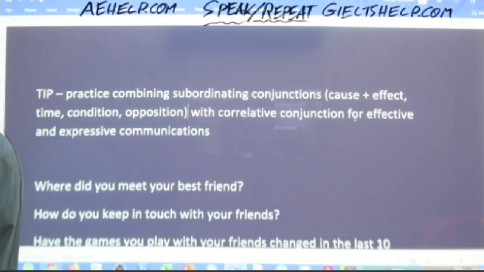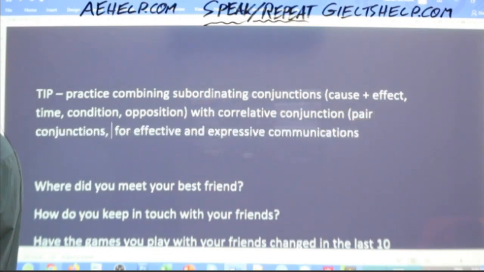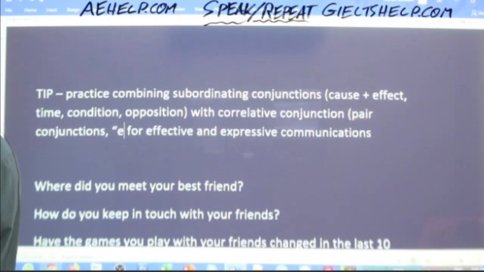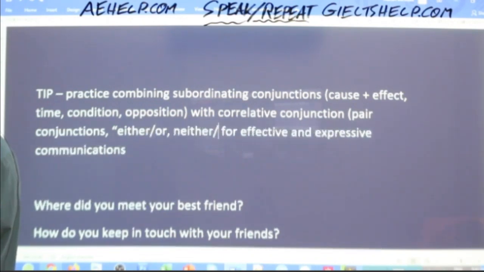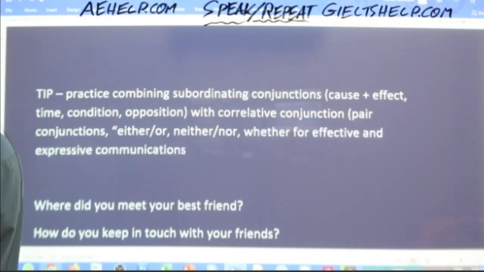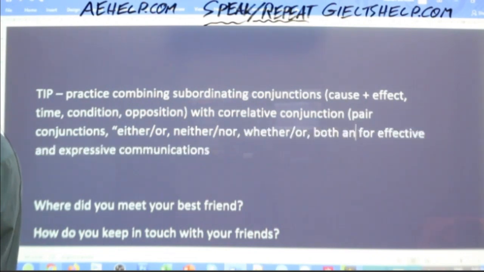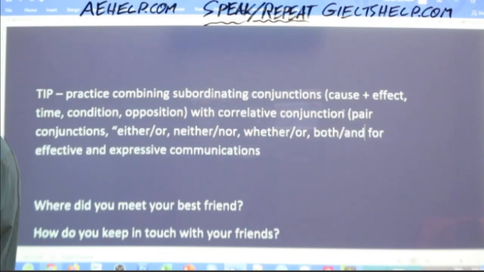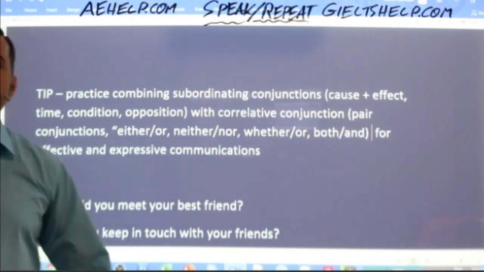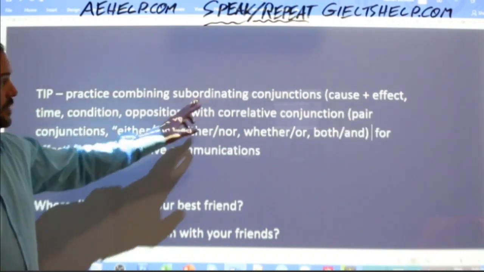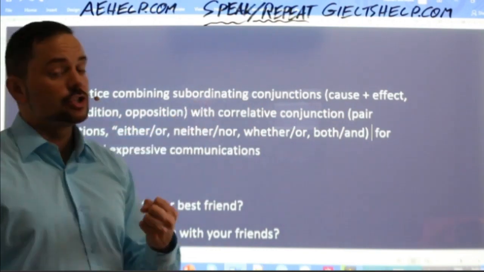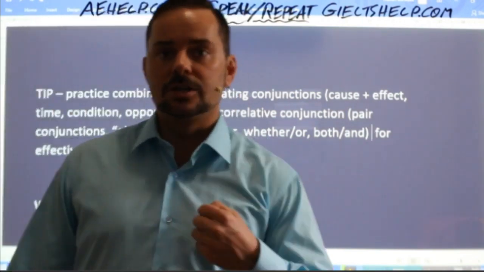Correlative conjunctions are your paired conjunctions, okay? Paired conjunctions, like either or, that's the one I just used, neither nor, whether or, both and. And there's a few more. I'm not going to write them all right now. Combining these with these creates very strong, clear communication. Okay, so work on that.